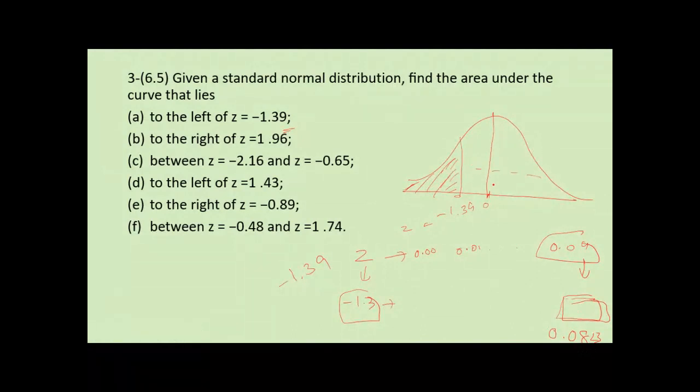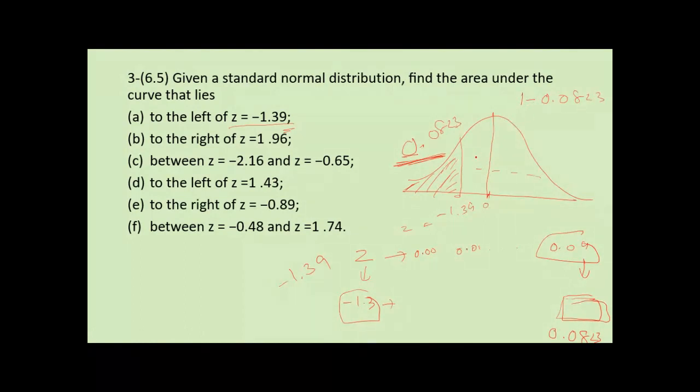Now my question to you, then what will be the area from here above Z? If I ask you the area right side of Z, what do you do? We know from the table we found this area. This area is 0.0823, the area below Z. Now if I ask you the right side of Z, what is the area? We should subtract from 1, because the total area is 1. 1 minus 0.0823. Subtract and get this area.